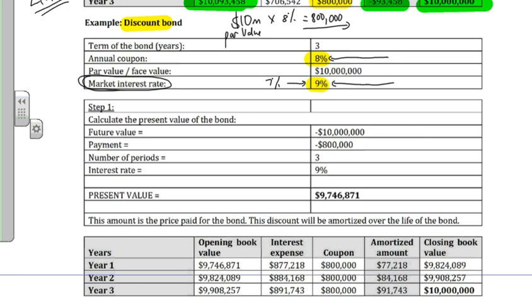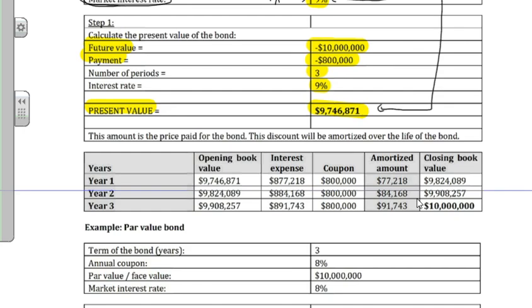I'm boring you now. Future value, $10 million. That's the par value. Payment hasn't changed at 800,000. 3 years and the interest rate of 9. Compute present value or price, and I get an amount of 9,746,871. What is that? That's of course less than the par value of 10 million, hence a discount bond. And what do you notice? Now the difference between interest expense and coupon is the amortized amount. What's the value at the end of the life? Same 10 million. Okay, there we go.